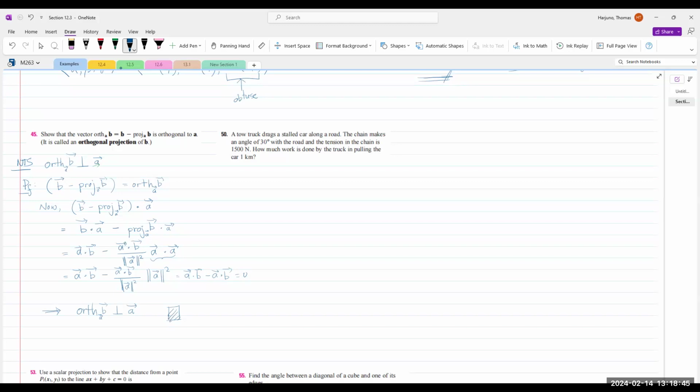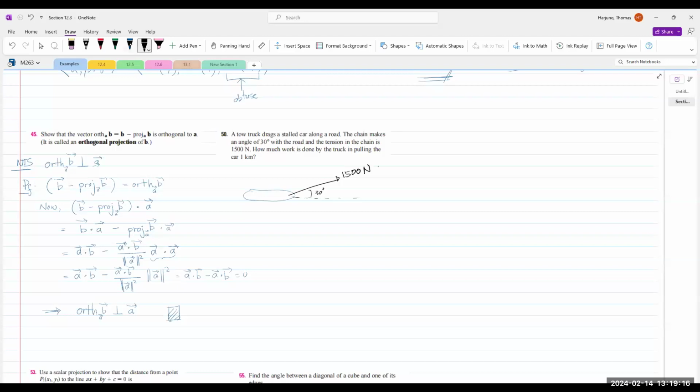Number 50. This is in physics. A tow truck drags a stalled car along a road. The chain makes an angle. So let's say this is the car that is stalled, and then you pull it with a chain. That forms a 30 degrees angle with the road. It's 30 degrees here. Now the tension of the chain is 1500 Newton.